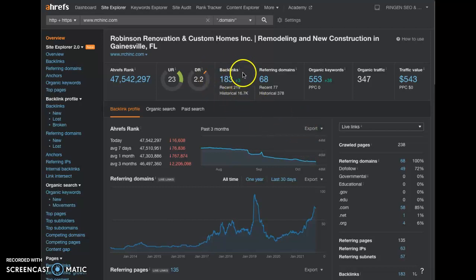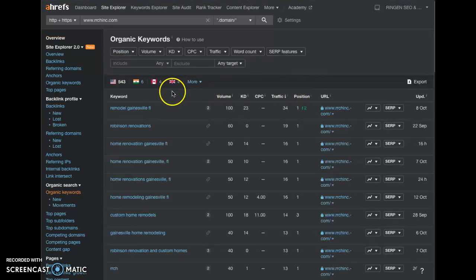So they have 183 backlinks coming from 68 referring domains. Of those 68 domains, 49 of those are powerful sites. When it comes to backlinking, not all backlinks are created equal. So you want to grab backlinks that are coming from powerful sites. You don't want to grab spammy backlinks that don't have anything to do with your scope of work or not relative to your services. So they also have 553 keywords and they have over 300 people that are finding their site per month. Let's go and take a look and see what kind of keywords they have going on.